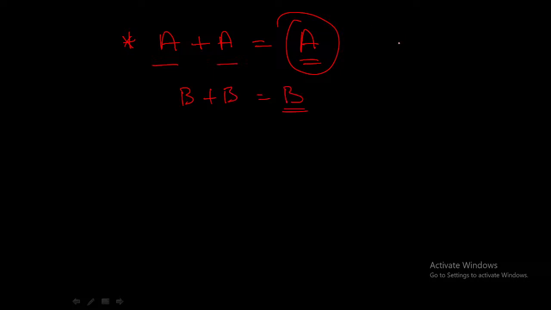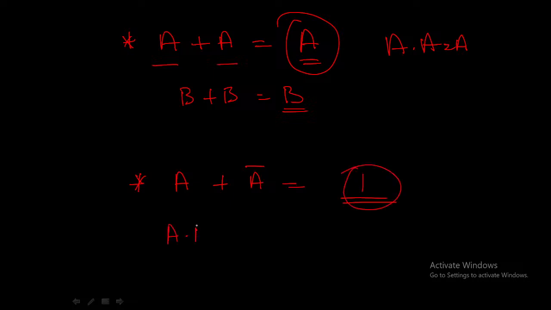Same as in the multiplication law or AND law, A dot A is equal to A. Similarly, A plus A is equal to A. But if you add A plus 1, the answer will be 1, whereas A dot 1 will be equal to A. Remember the difference. Now, if we add a variable with its complement, the answer will be equal to 1. Similar to A dot A bar, which is equal to 0, here A plus A bar is equal to 1. I hope this is clear. So these are the OR laws which are present.